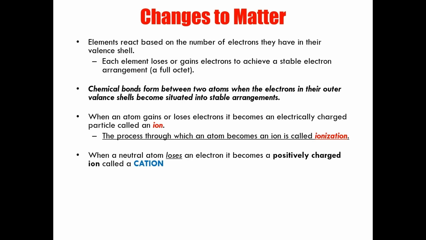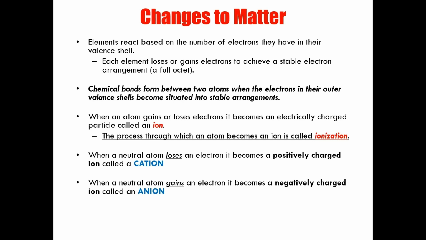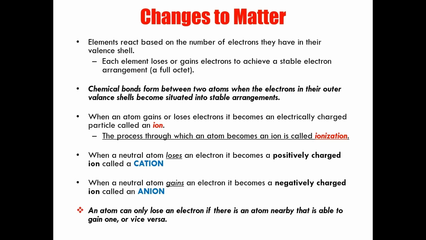When a neutral atom loses an electron, it becomes a positively charged ion, called a cation. When a neutral atom gains an electron, it becomes a negatively charged ion, called an anion. An atom can only lose an electron if there's an atom nearby that is able to gain one, or vice versa. You have to bear in mind that an atom will only lose 1 electron or several electrons if there's an atom nearby that is willing to take those electrons.